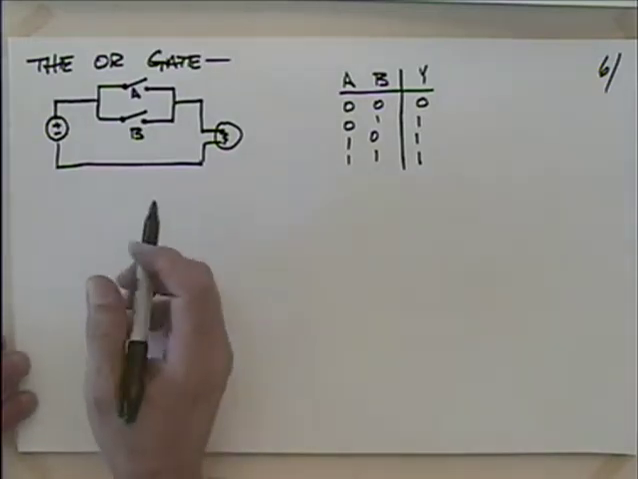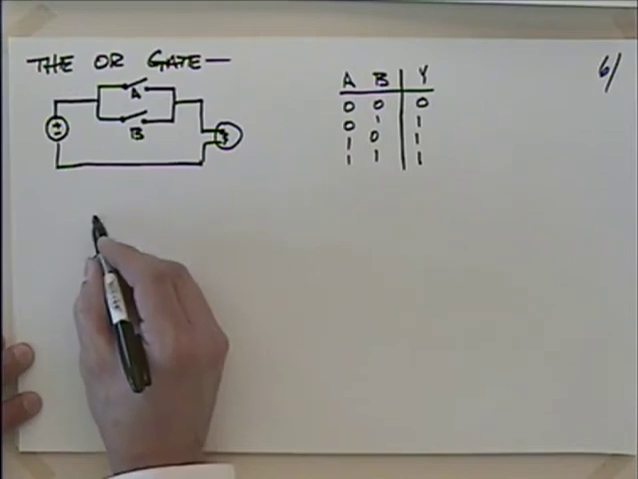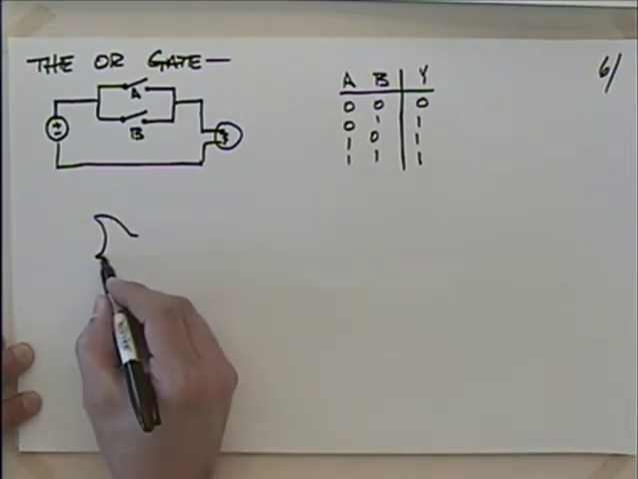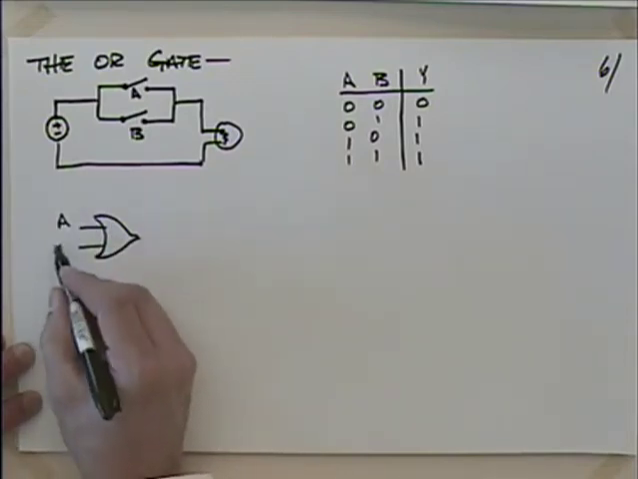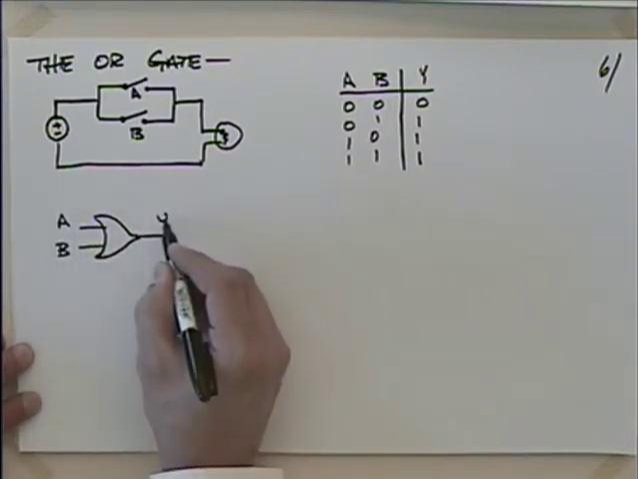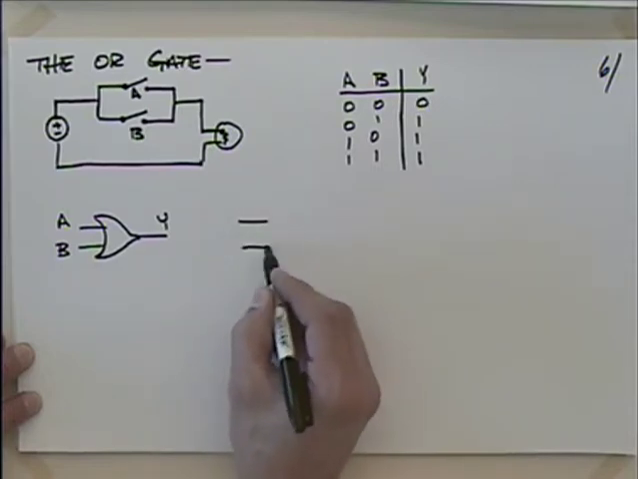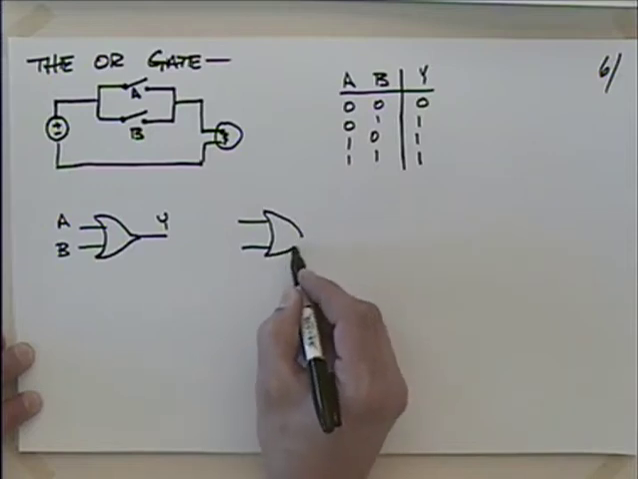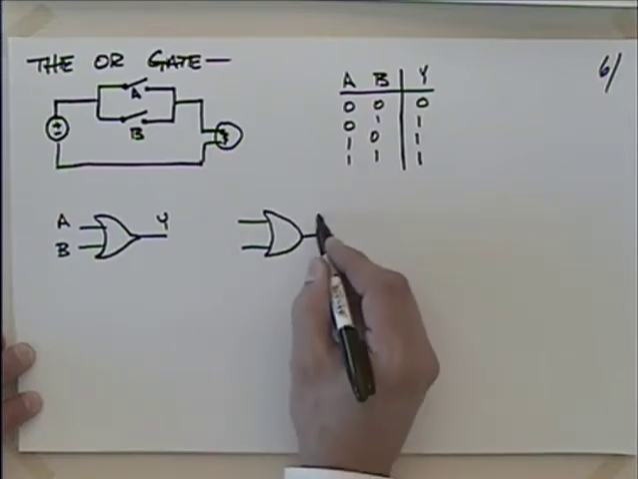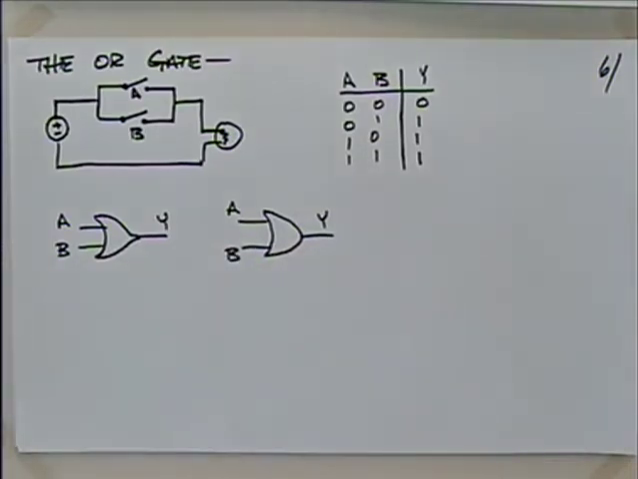Okay. What this looks like in terms of a symbol is you'd have something usually as kind of a curved back, and then it'll look something kind of like this. You'd have A and B, those are your inputs, and your output is Y. Sometimes they'll draw it a little differently. Maybe they'll have this concave like that. I would take that as the same thing. Okay, those are really to be thought of as the same.